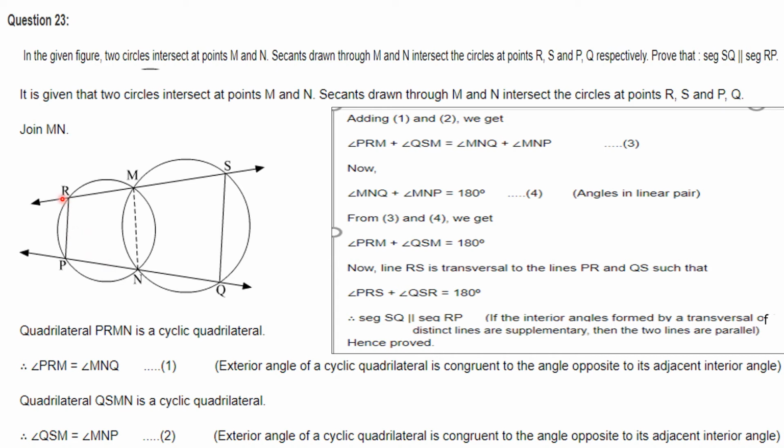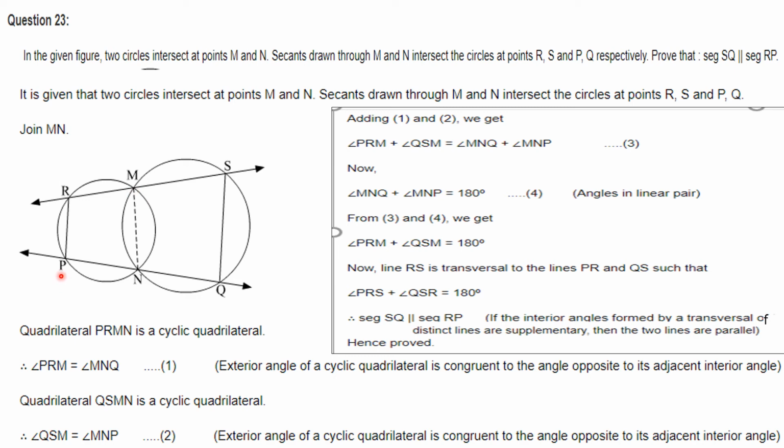Quadrilateral PRMN is a cyclic quadrilateral. All 4 points are on the circle. Angle PRM is equal to angle MNQ. The exterior angle of a cyclic quadrilateral is congruent to the angle opposite to its adjacent interior angle. Quadrilateral QSMN is a cyclic quadrilateral. All 4 points are on the circle. Angle QSM is congruent to angle MNP. Again with the same reason.